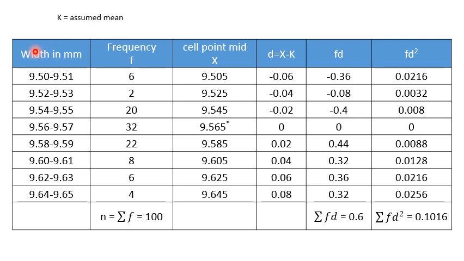So first we prepare this table. This is the start of the solution. So this is the width range, and the frequency f is given. So the sum of the frequency, that is summation f, is equal to n, that is 100. So first we find the midpoint of this column. So these are the midpoints, and next we calculate the d, that is equal to x minus k.